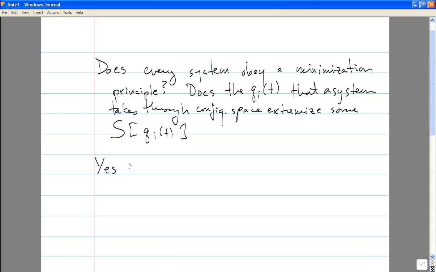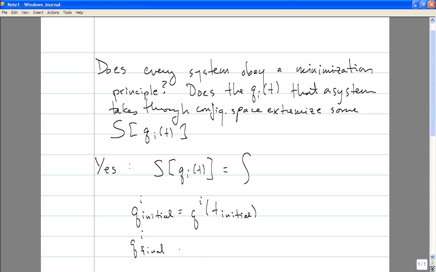And that if you have a system which starts out at some initial position, q initial, which is the position or the state of the system at some time t initial, and the final state of the system is described by q final, which is the value of the dynamical variables at some time t final, then the action, which is minimized, is the integral dt of the Lagrangian as a function of that path.